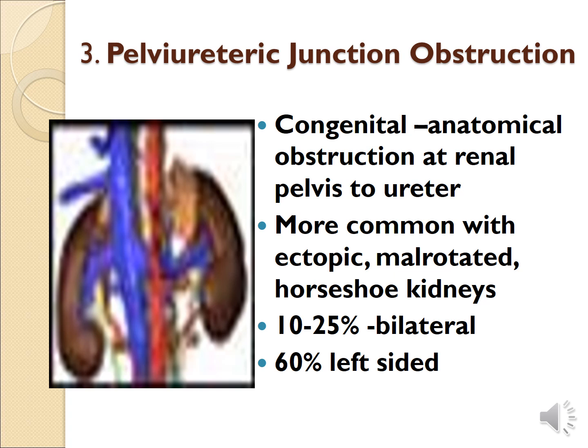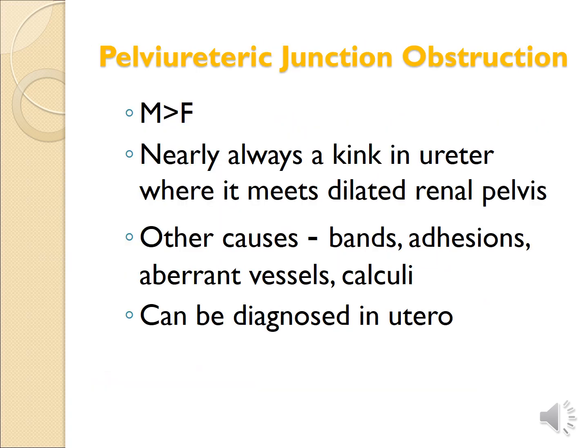If it is unilateral only, it is usually diagnosed at adult age or any time when they are doing other investigations, because it has no symptoms. And if it is bilateral, then they may have symptoms and be diagnosed earlier. It is more common in males than females, and it is nearly always due to a kink at the ureter, and the other causes may be bands, adhesions, aberrant vessels or calculi. It can be diagnosed in utero by doing ultrasonogram, like in the posterior urethral valve.